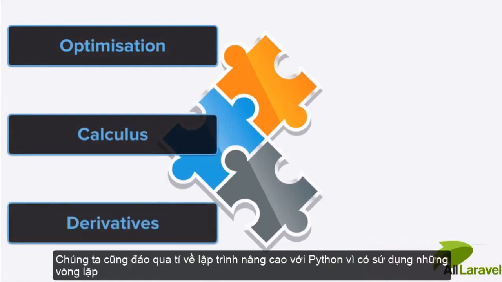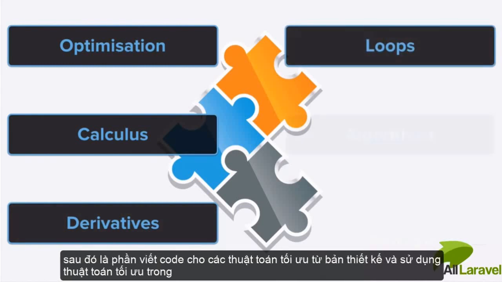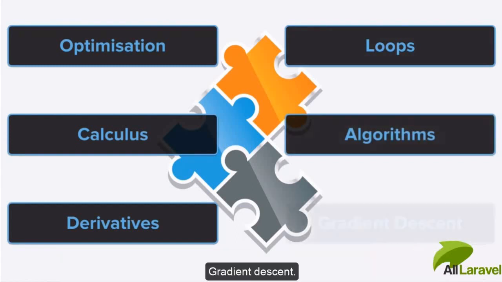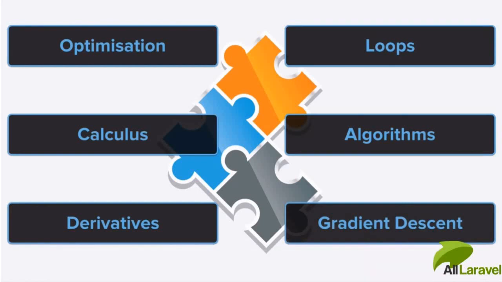We're going to be doing some more advanced programming in Python too, because we're going to be using loops and we're going to write our own optimization algorithm from scratch. And the optimization algorithm in question is called gradient descent. And once we've done all that, we're going to apply this algorithm to various problems and see how it behaves.